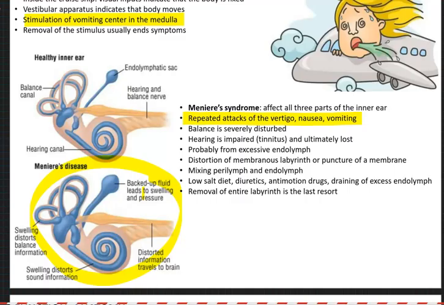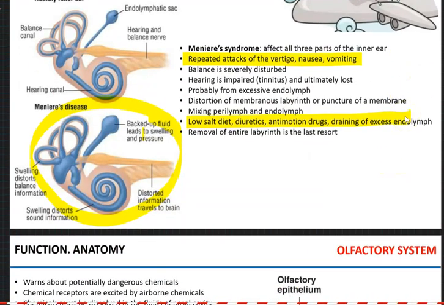Yeah, it's rare. So diuretics, basically trying to drain the fluid out of the inner ear. Complicated cases, the removal of the labyrinth. Questions?